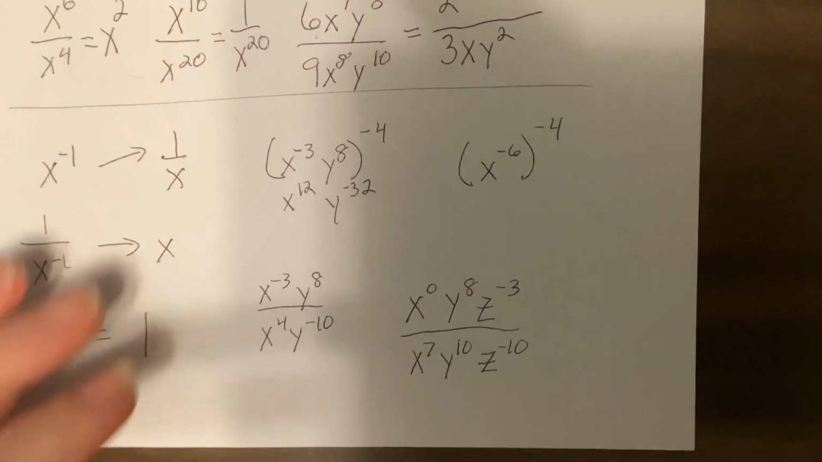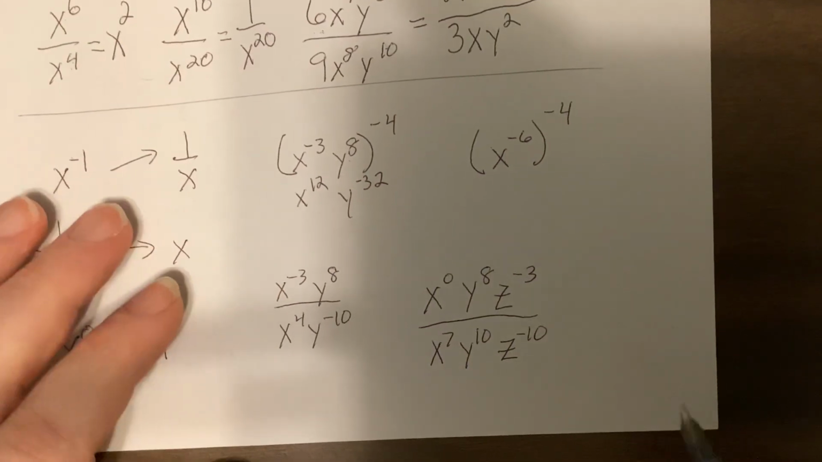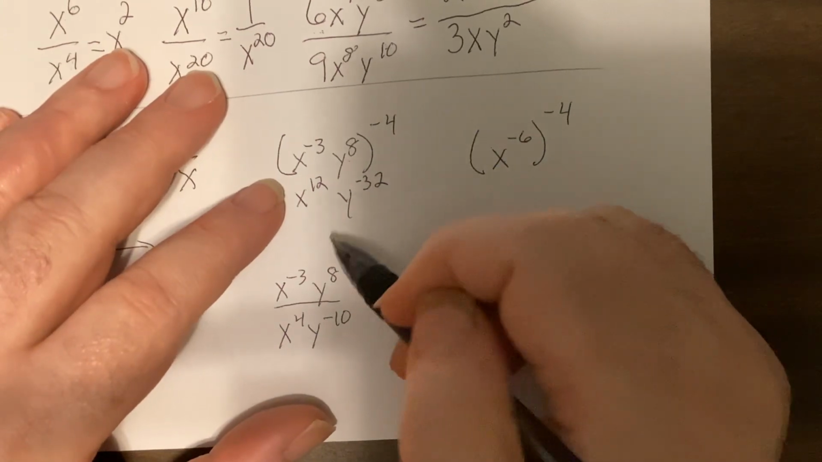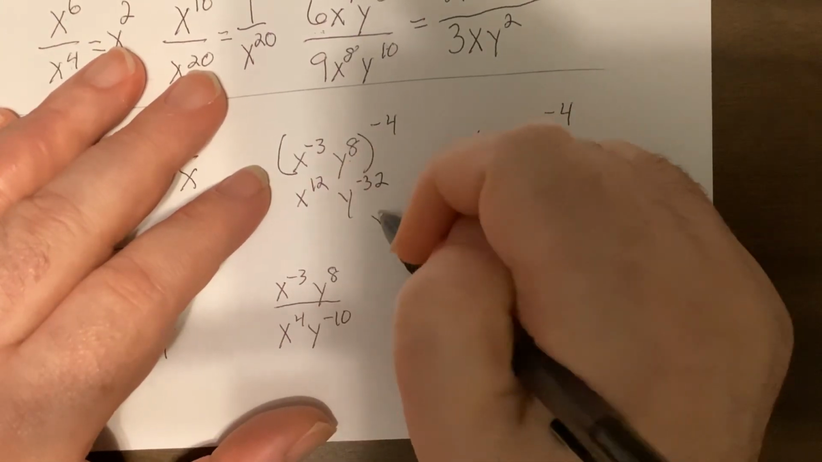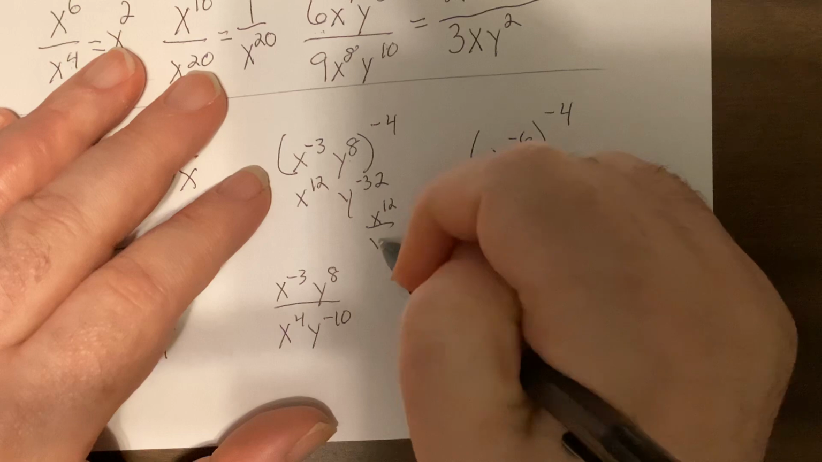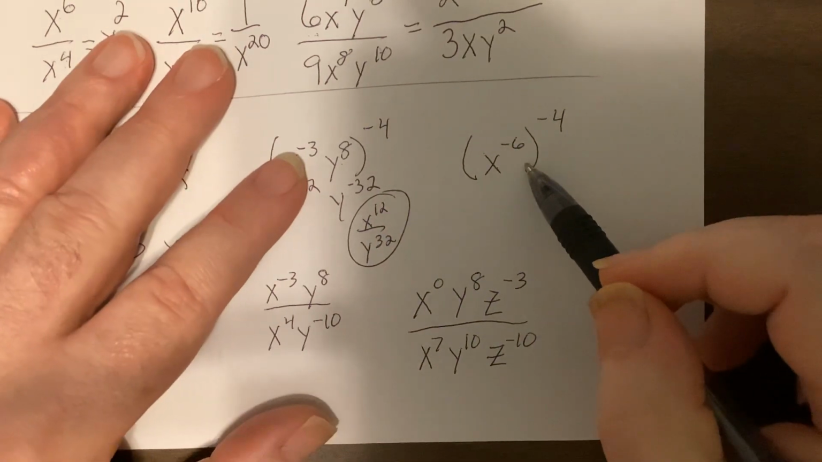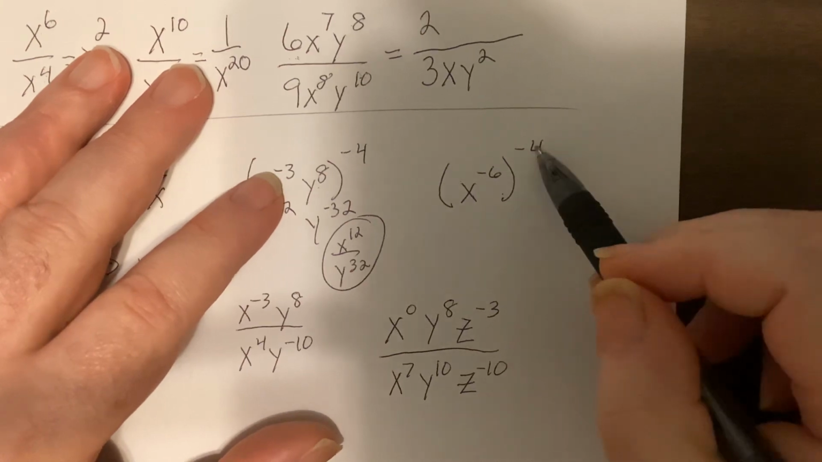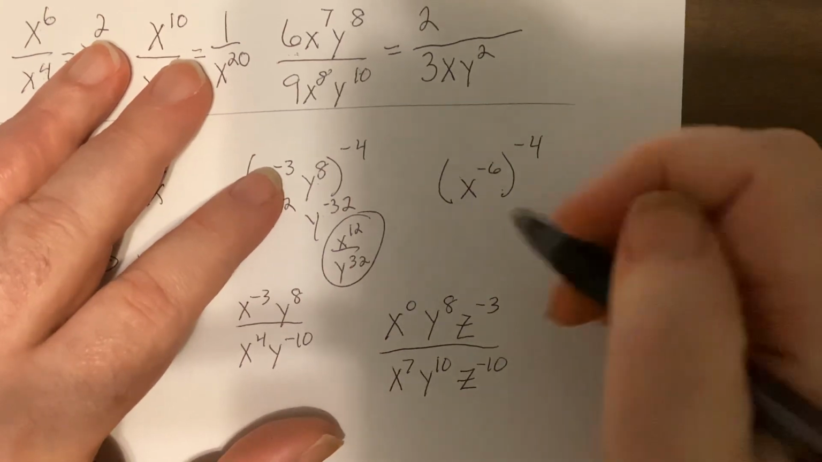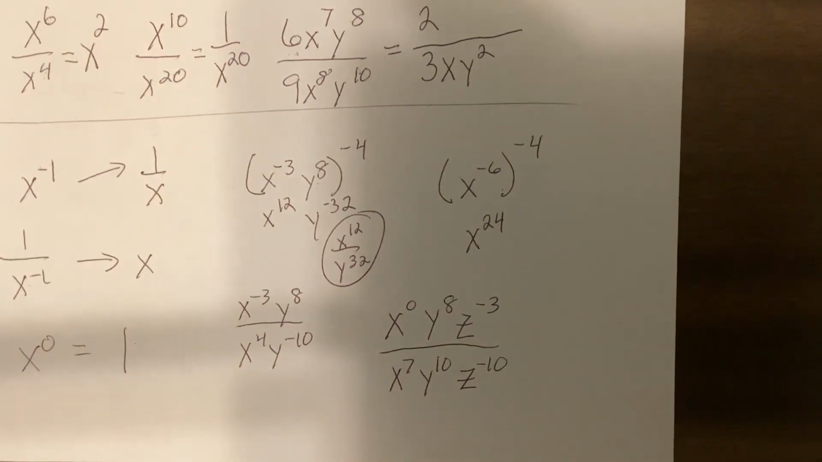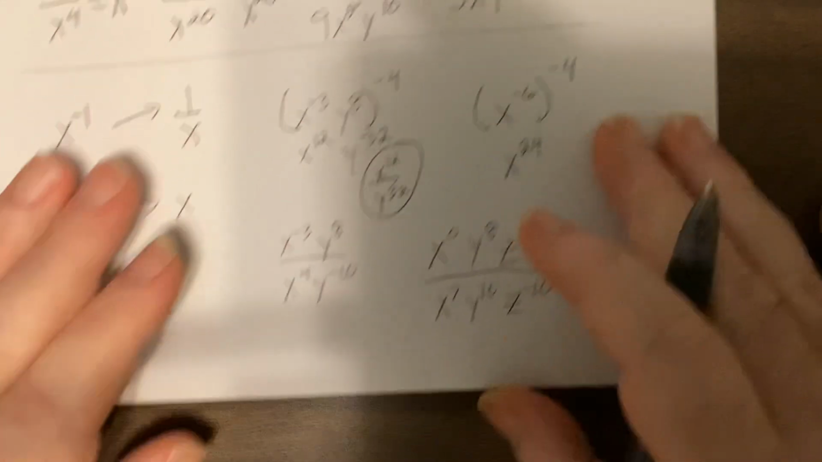Sorry about that. I had to move something. So, I'm going to move this on down. So, it'd be x to the 12th, y to the 32nd on the bottom. This, I have a base to a power to another power. I multiply the powers. So, it'd be x to the 24. Power's positive, so I do not need to move it.